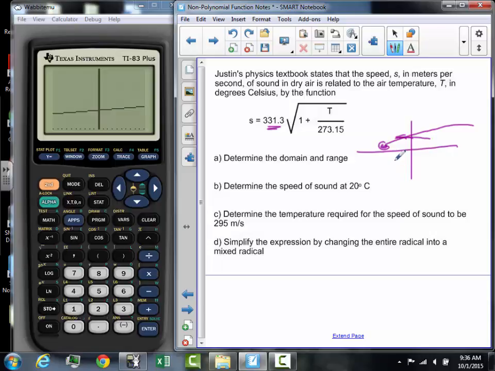73. Good. And here's a little bit of logic you can maybe use to help solve this problem. The stuff under the square root sign cannot, well, no, not 1, 0 actually. The stuff under the square root sign cannot get any lower than 0. So what I need to do is take 1 plus t over 273.15 and make that equal to 0 to find where it would start.